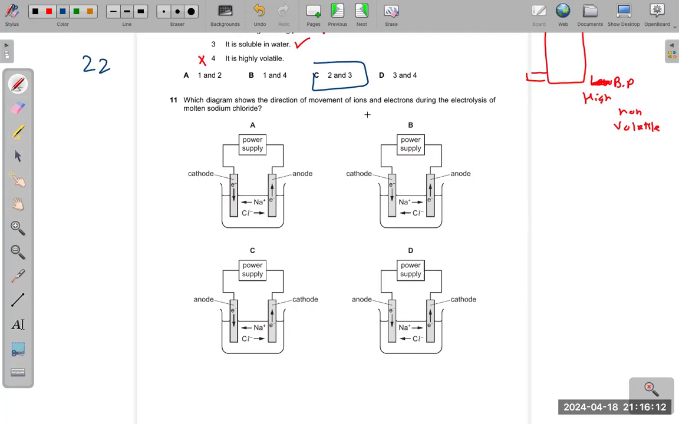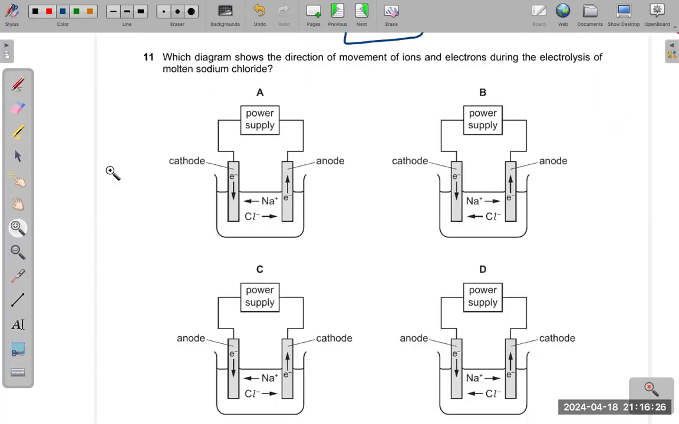Let's see the movement of ions and electrons. Which one shows the ions and electrons movement? We can see that the positive ions go to the negative, and the negative ones go to the positive. So this is easy to see. Which one has positive ions? The Na+ goes to the negative, and Cl- goes to the positive. Yes, because this is plus and this is minus. So this is okay.